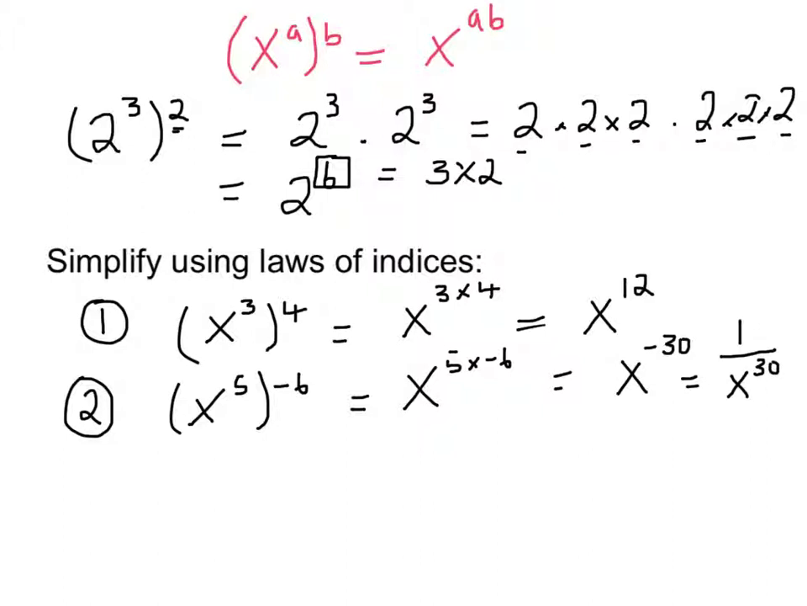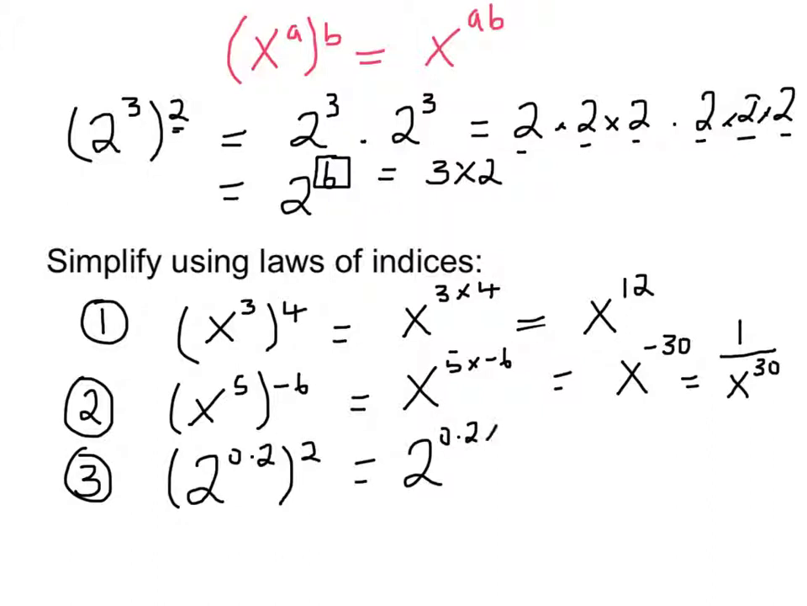Let's do just one more, number 3. They don't have to be whole numbers. If I had 2 to the power of, let's say, 0.2, all to the power of, let's say, 2, that would be 2 to the power of 0.2 multiplied by 2, so it's equal to 2 to the power of 0.4. Okay, let's look at another law of indices.